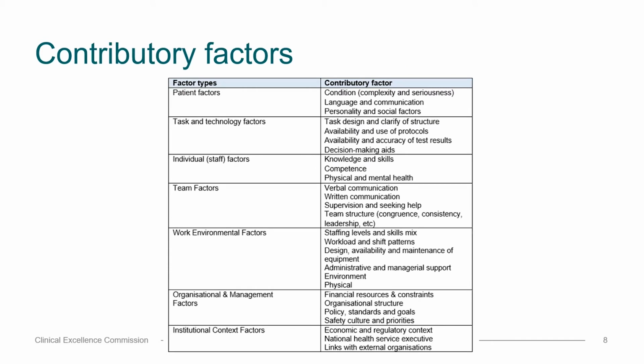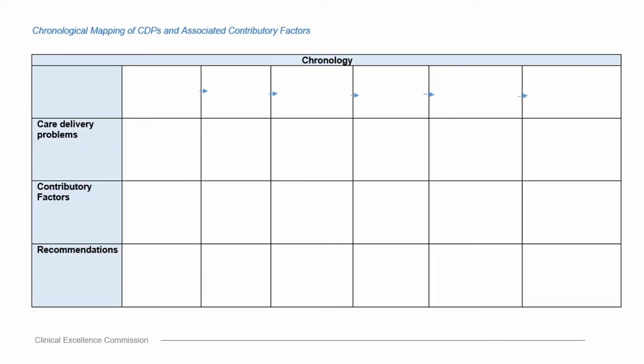There may be many factors that contribute to a single care delivery problem, and London Protocol has a table with typical contributory factors that are grouped into patient, task and technology, staff, team, environmental, organisational and contextual factors. This is the chronological mapping of care delivery problems and associated contributory factors table. A team completing a London Protocol review follow the steps in the process and populate this table as they go.